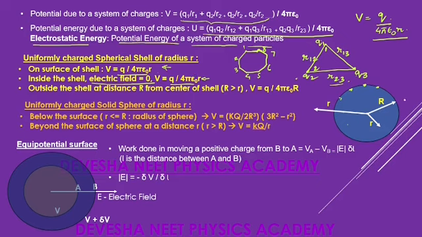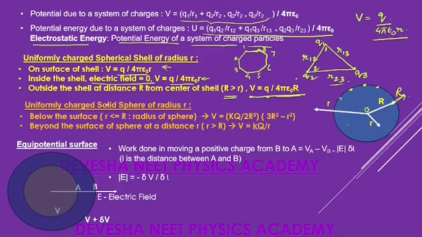But what happens if you go outside the shell? Imagine if you're taking this point here, then what happens? At this point, when r is greater than R, V is equal to Q by 4 pi epsilon 0 r, and r is the distance. Imagine this is the distance r from the center, which is O, to this particular point here. Then potential will be V is equal to Q by 4 pi epsilon 0 r.